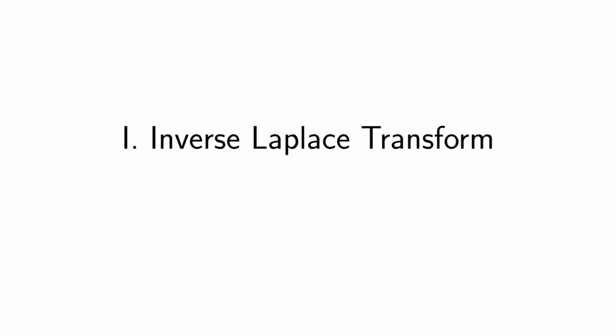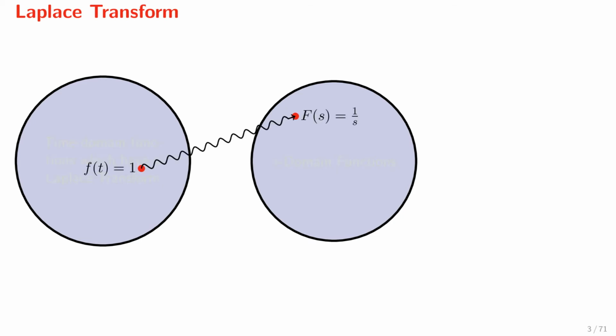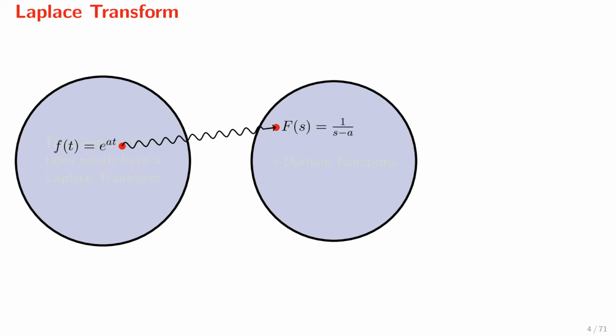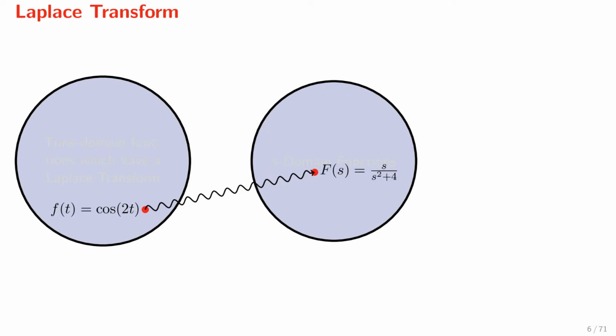The inverse Laplace transform. The Laplace transform maps time-domain functions onto S-domain functions. For example, it maps f of t equals 1 to 1 over s. It maps the exponential of a times t to 1 over s minus a. And this is the Laplace transform of sine, and this is the Laplace transform of cosine of 2 times t, and so on and so forth.